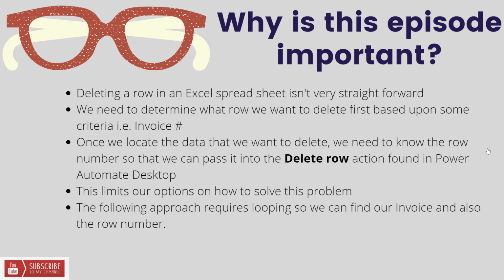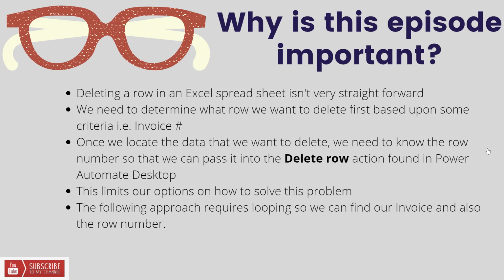Deleting a row inside of an Excel spreadsheet isn't as straightforward as one might think, in part due to the need to determine what row you want to delete first based upon some sort of criteria. So you generally want to search or find a specific row based upon some sort of data characteristic and then go ahead and delete that row. So for example, an invoice number.